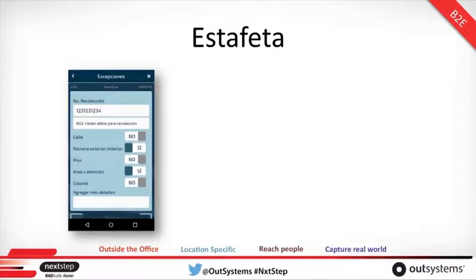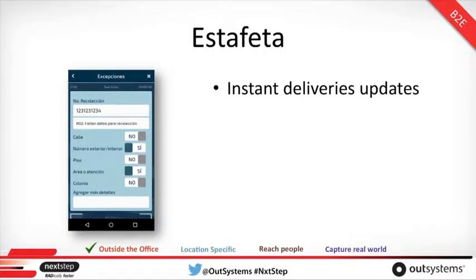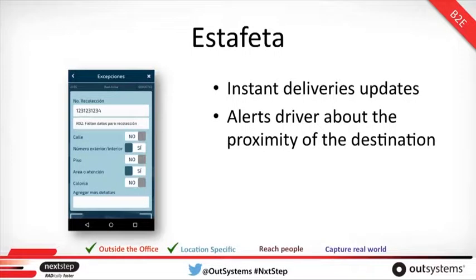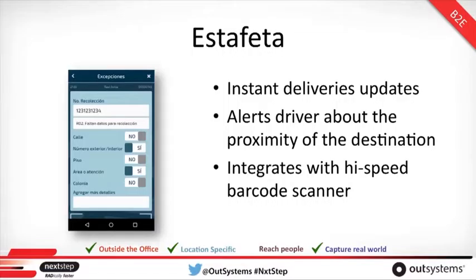I'm not sure if you noticed, but here on the bottom there are all of the patterns that were used here. In this case, they now have instant delivery updates. Whenever the package is updated, the person who sent the package is now able to know in the moment. It also alerts the drivers when they are getting close to the destination, so you are getting close to this specific package that you are going to deliver. And also, it's integrated with the high-speed barcode scanner, as I mentioned.